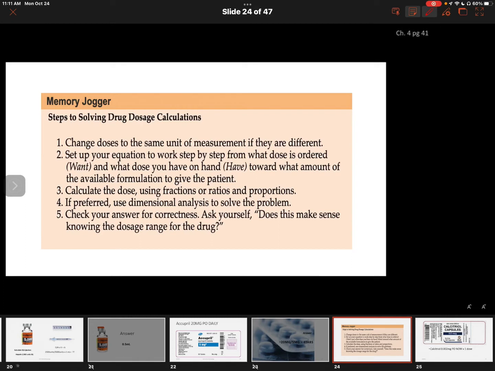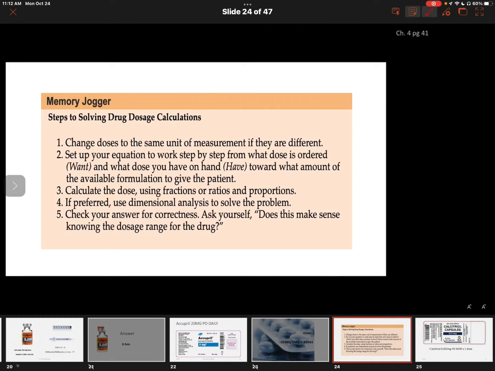Here's a memory jogger. Steps to solving some drug dosage calculations. First, change doses to the same unit of measurement if they are different. Set up your equation to work step by step from what dose is ordered, which is also represented by want, and what dose you have on hand, which is represented by have, toward the amount of the available formulation to give the patient.